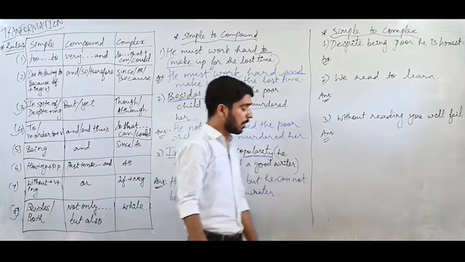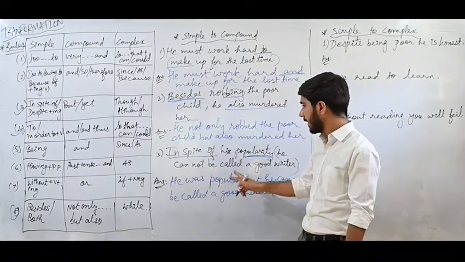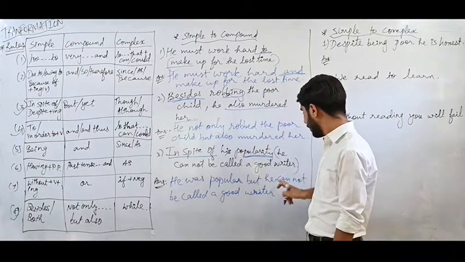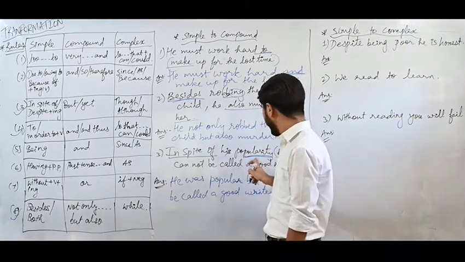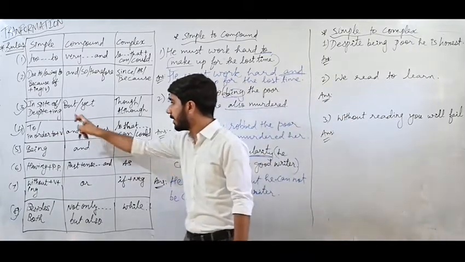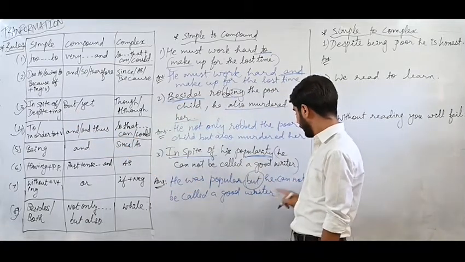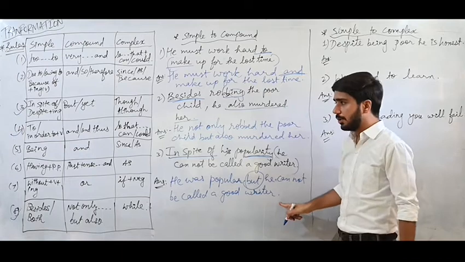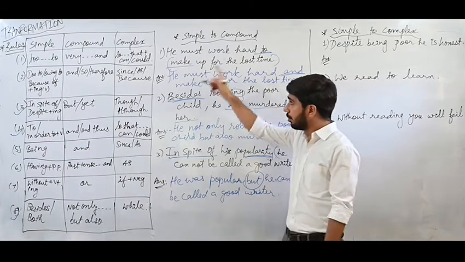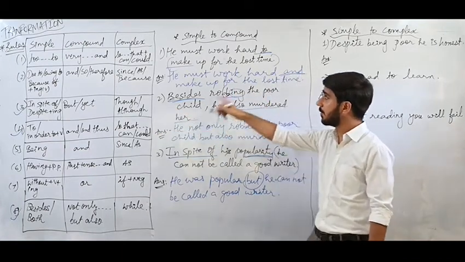So as you can see, I have not made change in the second part of the sentence. I have only used the conjunction over here, and I have removed this in spite of. Instead of using in spite of, I have used but. He was popular, but he cannot be called a good writer. So as I told you, using this table you can change any sentences from simple to compound.